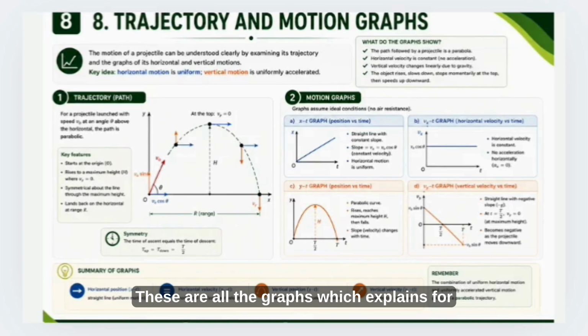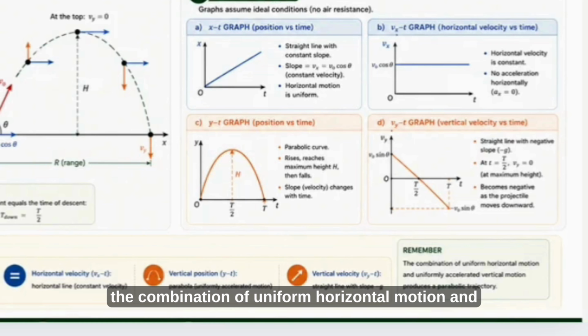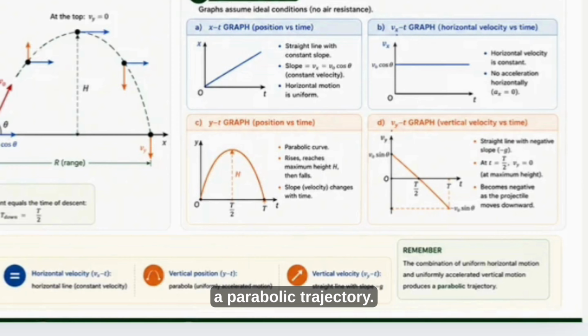Here are all the graphs which explain the parabolic, vertical, and horizontal motion, and below this is a summary of all the graphs, so it will be easier to understand. But remember, the combination of uniform horizontal motion and uniformly accelerated vertical motion produces a parabolic trajectory.